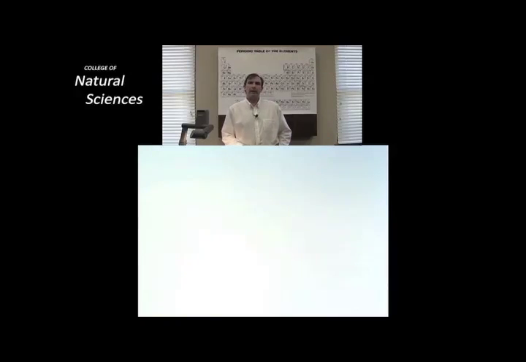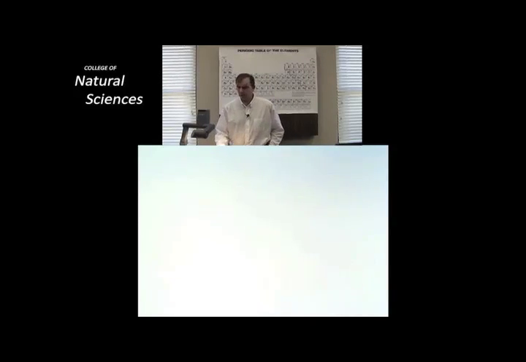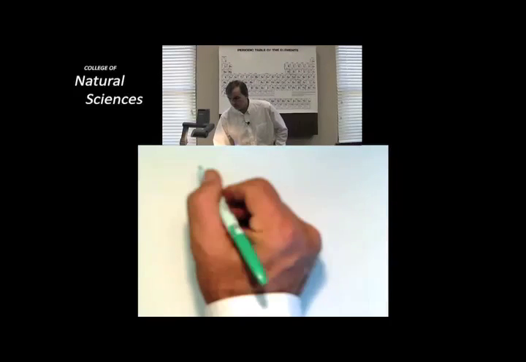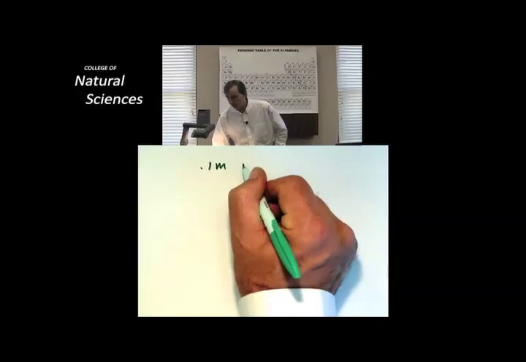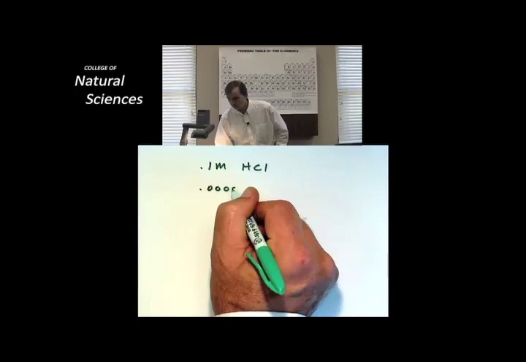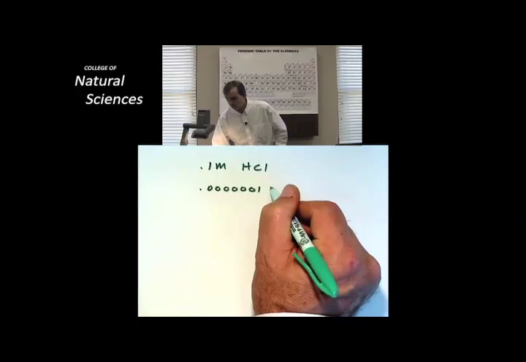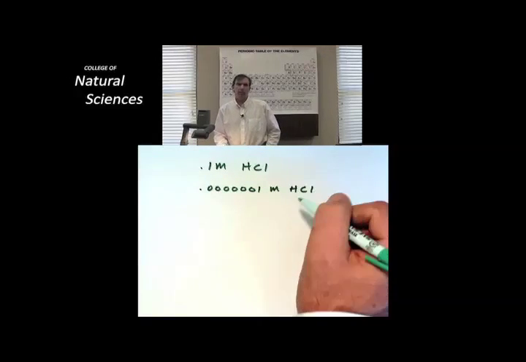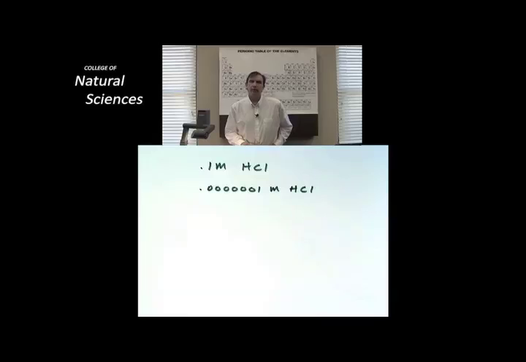Up until this point, everything I've shown you has involved Ks that were too close together. I haven't talked about concentrations. Let's look at this. There's 0.1 molar HCl. And there's 0.00000001 molar HCl. This is 10 to the minus 7 molar.